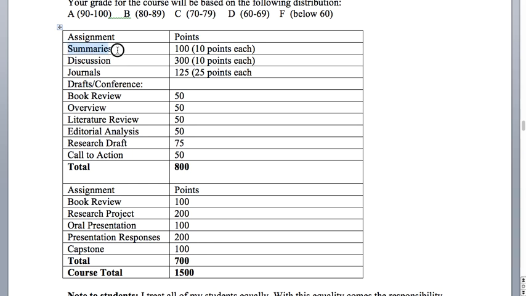Summaries, I'm going to have roughly 10 summaries, 10 points each. Discussion boards, there are about 30 discussion boards in our course schedule, so they're worth 10 points each. And then journals, we have 5 journal assignments, 25 points each, which is going to be 525 points, meaning if you don't do these things, you will probably not pass the course. It's going to make the main difference between A's and B's and C's.